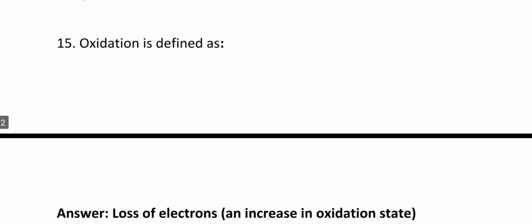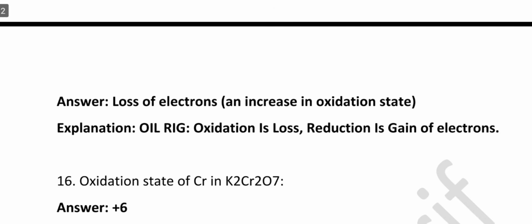Oxidation is defined as loss of electrons, and it is also an increase in oxidation state. You can memorize this with the mnemonic OIL RIG. OIL: oxidation is loss. Which loss? Loss of electrons. And reduction is gain of electrons.